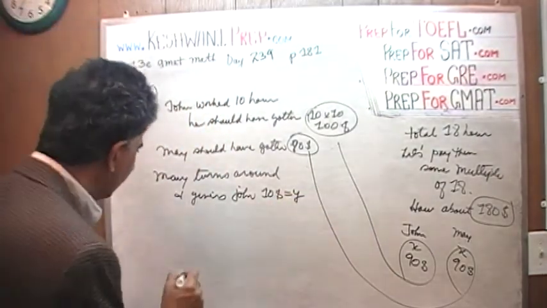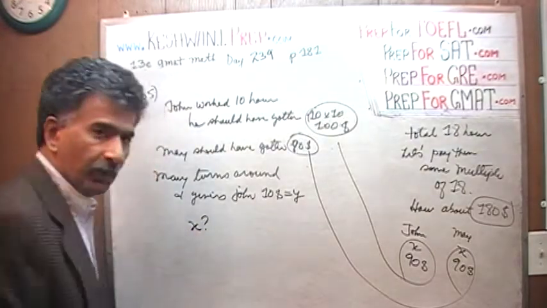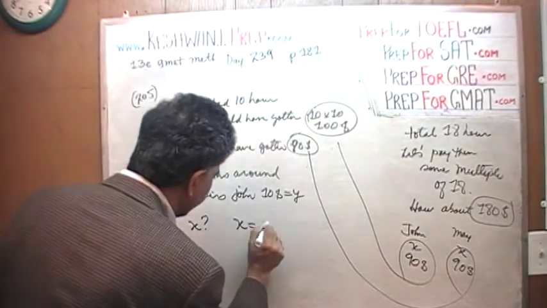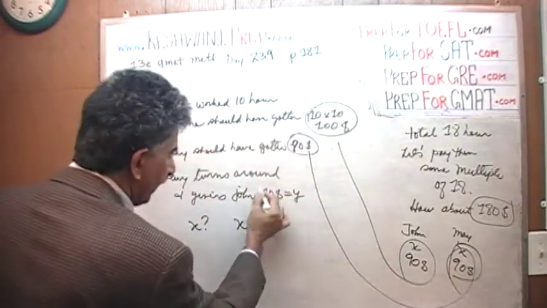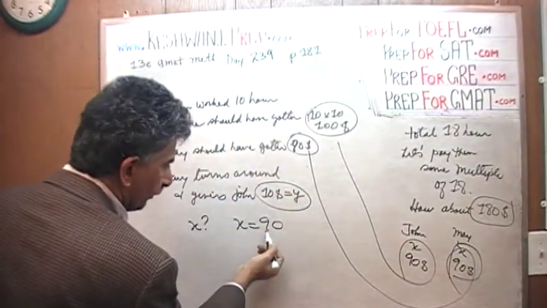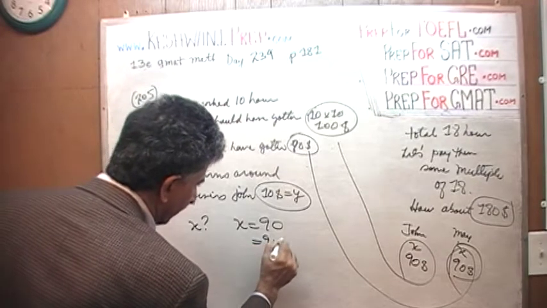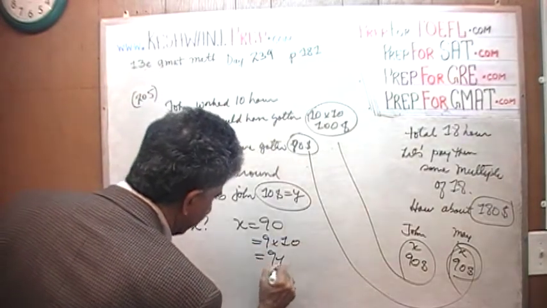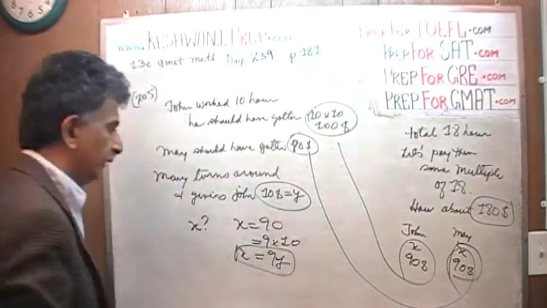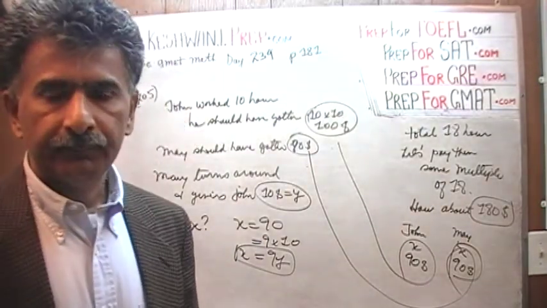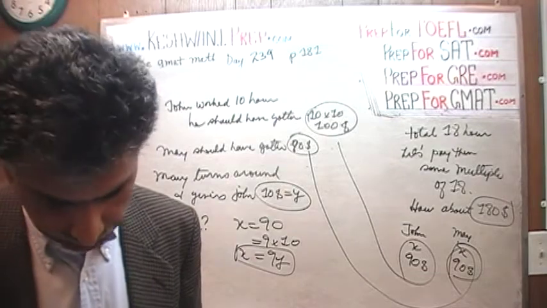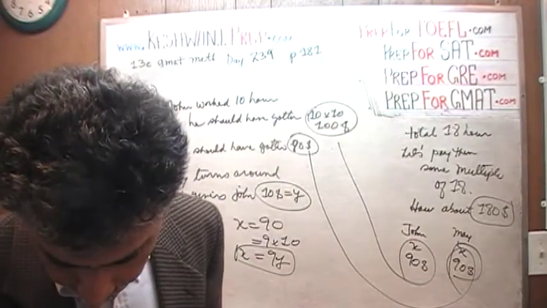The question simply was, how much is X in terms of Y? Well, X turns out to be 90, which, because Y turns out to be 10, is simply 9 times 10, or 9Y. Voila, this is our answer. 9Y is the answer, 9 times 10. That's the end of the story. The answer is E.